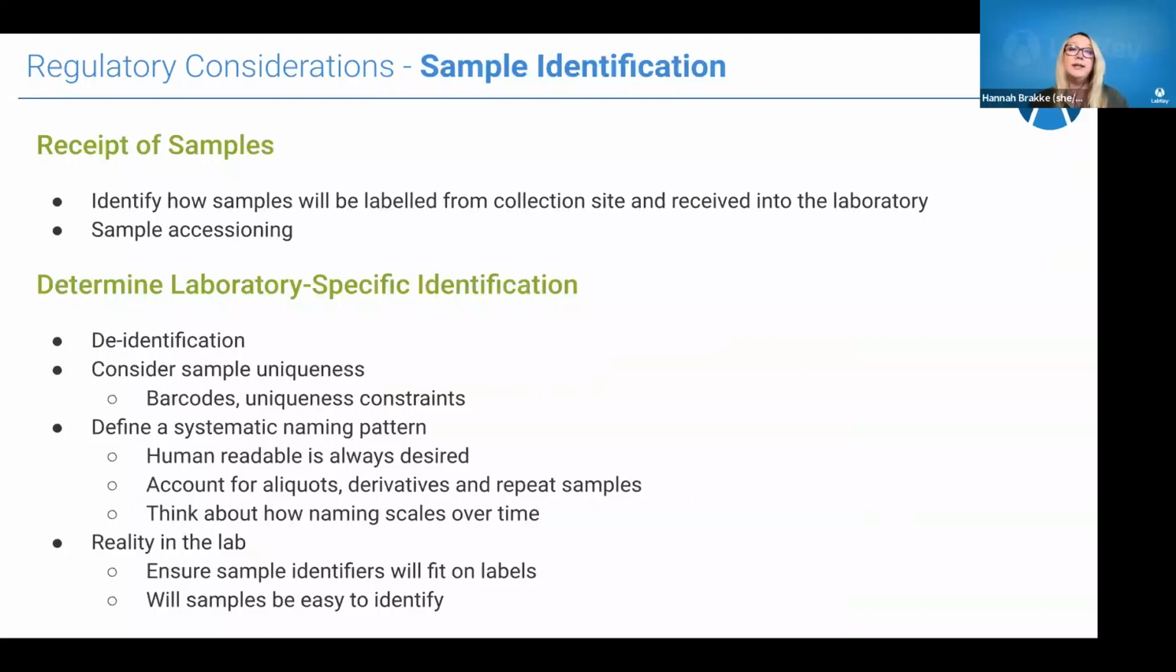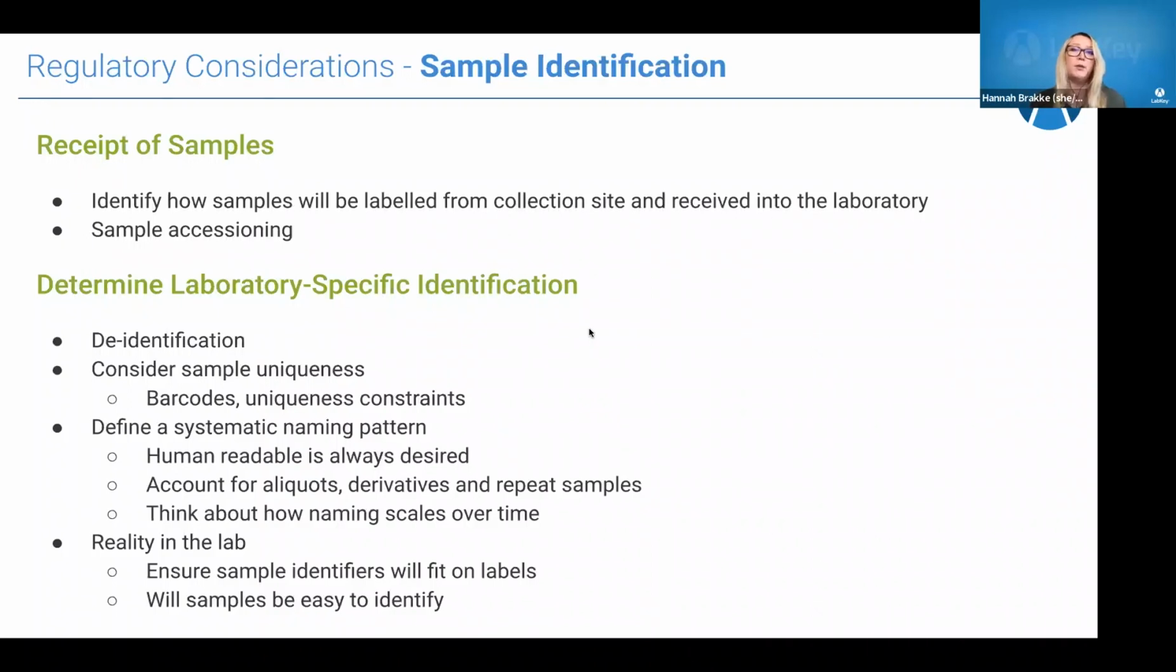And then for sample identification, really consider that initial receipt of samples if you are receiving them into your lab. So how are those going to be labeled from the collection site? Do they need to be de-identified, as well as sample accessioning? Once you've identified that, you can really start to determine the laboratory specific identification. And there's a handful of layers to this.